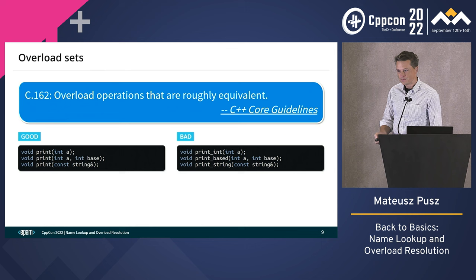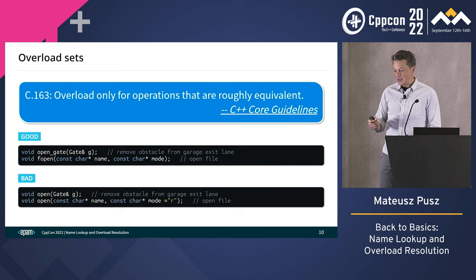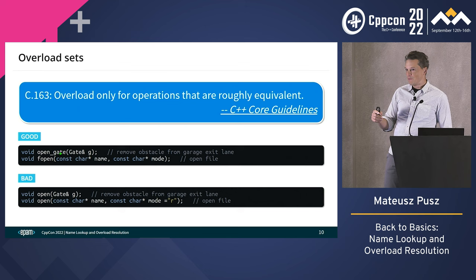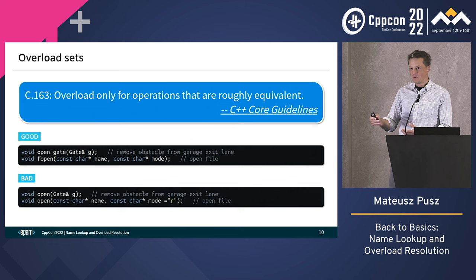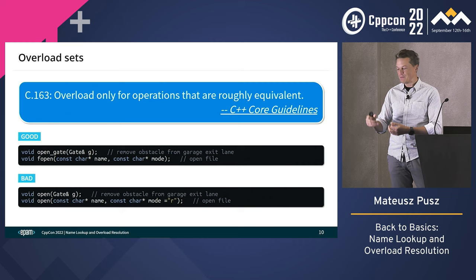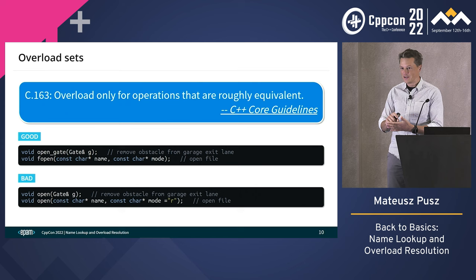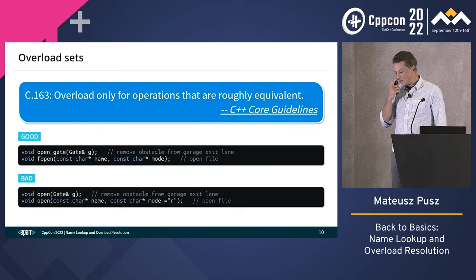Another rule: overload only for operations that are roughly equivalent, right? Probably you've seen the example with launch missile and launch other stuff in many different talks, so I try to provide something different. If open and open gate are two totally different things, we don't want to make them the same overload set in the same namespace, right? Of course, they can both be named open, but in this case, they should be in different namespaces, not even an overload set in the same scope. Because they do different things, and they shouldn't be together in the same place.